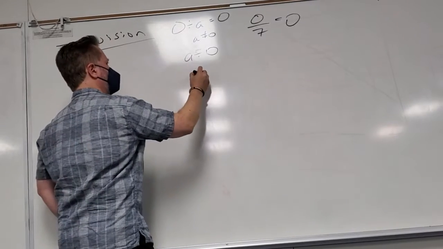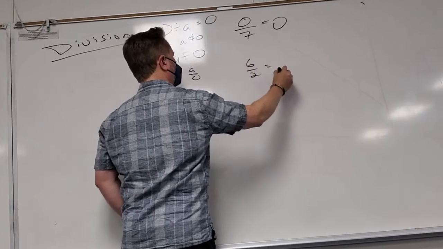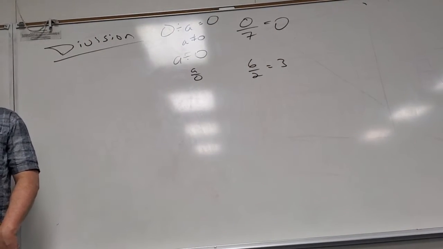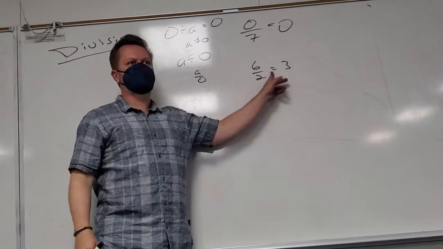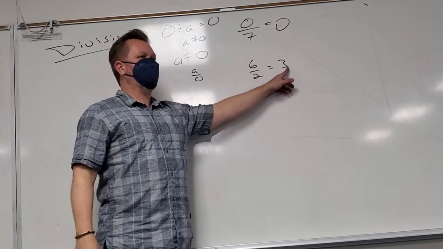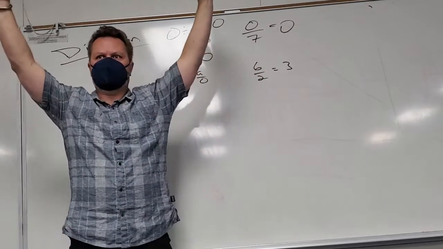So let me ask you this. So this is a over 0. So what is 6 divided by 2? 3. Why? Because 2 goes into 6 3 times. Good. Now tell me why this is true using multiplication. 3 times 2 is 6. Yes. Any number that's the answer to division must multiply by the bottom to make the top, correct?